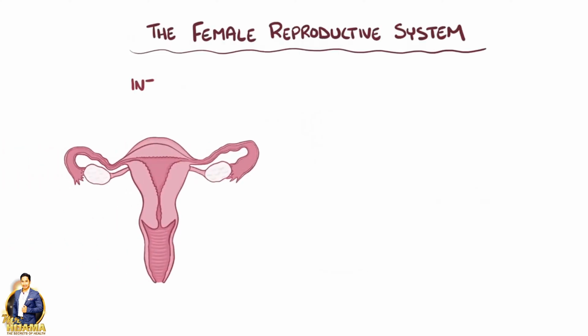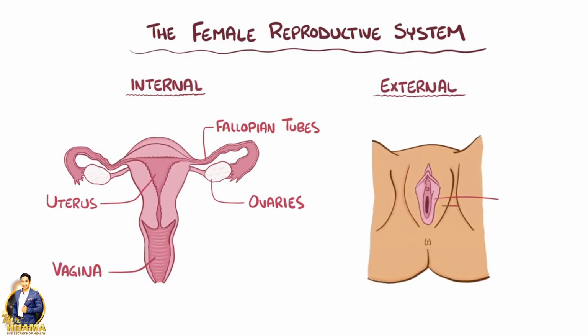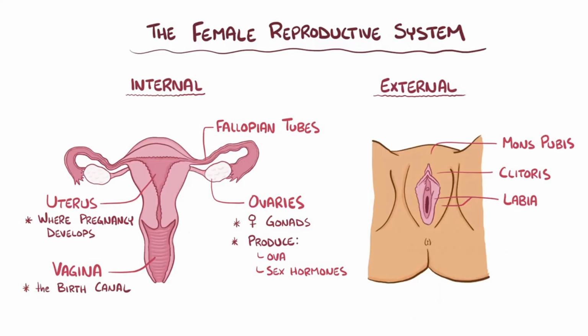Alright, so as a quick recap, the female reproductive system comprises the internal sex organs, such as the ovaries, the fallopian tubes, the uterus and the vagina, as well as the external sex organs, such as the labia, the mons pubis and the clitoris. The ovaries are the female gonads, and they produce the ova, as well as the female sex hormones. Both the ovaries and the uterus are subject to pulsatile hormonal activity of the hypothalamus and pituitary glands. The uterus is where pregnancy develops, and the baby comes into the world through the birth canal, or the vagina, that connects the internal to the external sex organs.